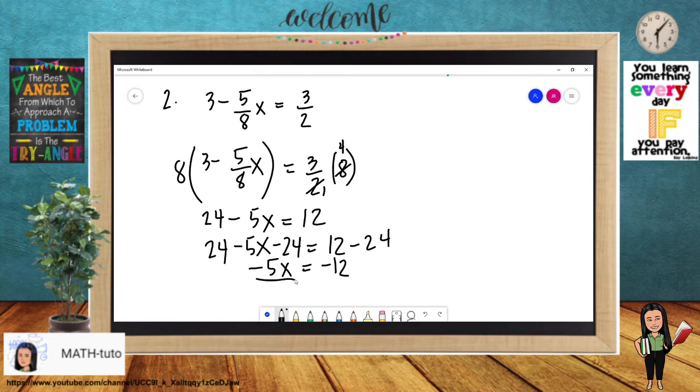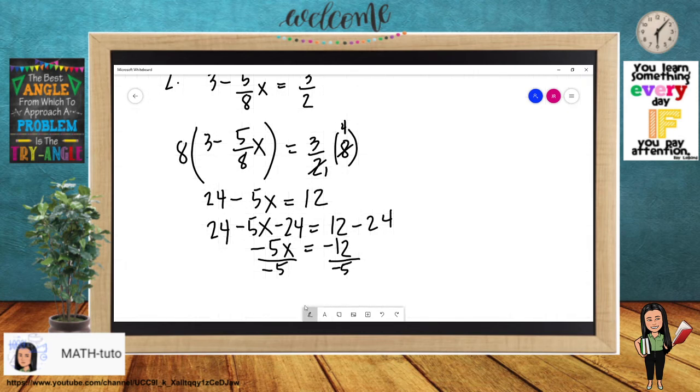Divide both sides by negative 5. X is 12/5. Okay? Let's have another example.